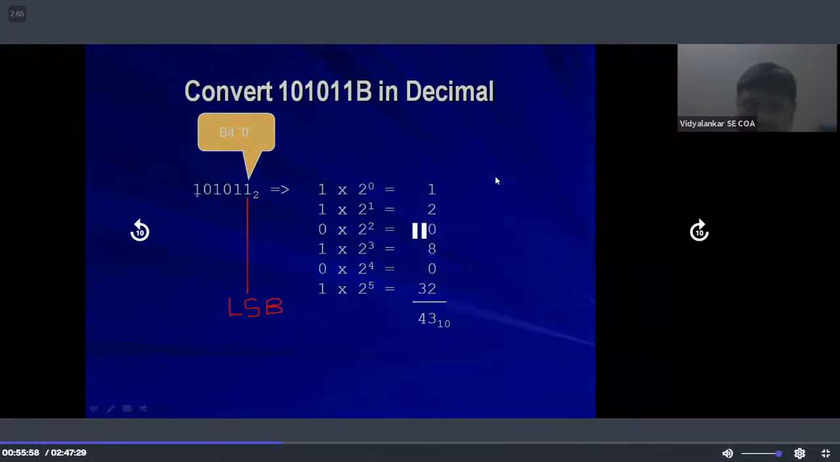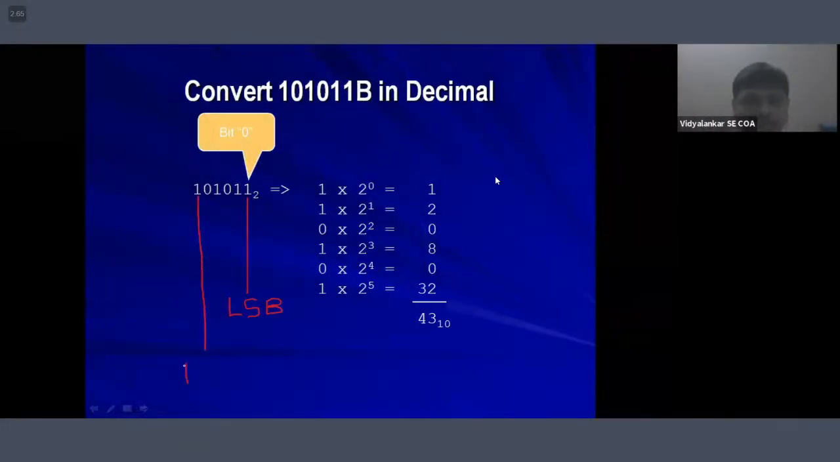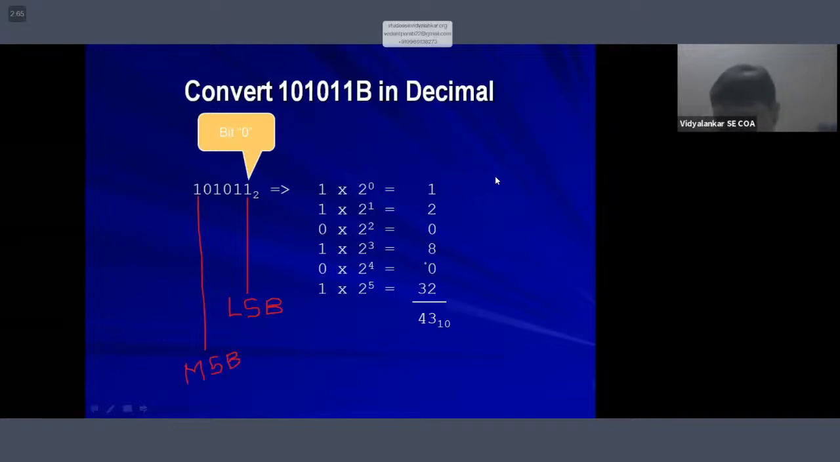And the bit which is at the highest weight, this particular bit, is called MSB. MSB stands for most significant bit. You have to remember these two terms, because when we talk about further concepts, I will require them, LSB and MSB, and I will ask you a question. So what I'm doing in this conversion is writing all the bits from LSB to MSB.